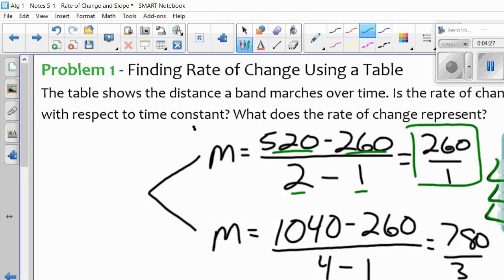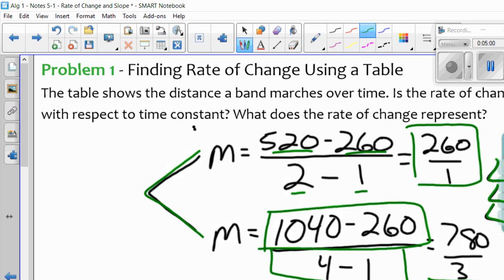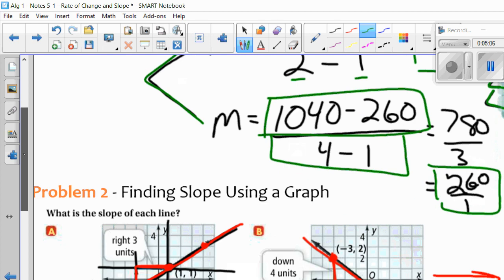But if I had a graph, I could graph those on a line, and if I took any 2 points, so I'm going to take the last y value and the first y value and subtract it, and then I take the same x values and subtract it, I get 780 over 3. And I always want to reduce this, and if I reduce it, I get 260 over 1. Okay, so that's the same rate as I did previously with the other two numbers. So here my slopes are the same. So it doesn't matter what I use or pick. Okay. So that's using a table.